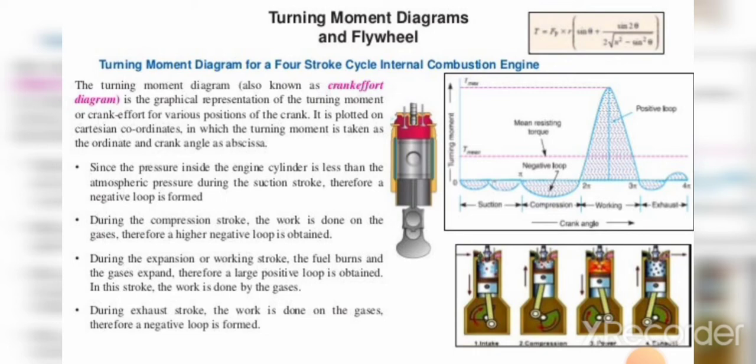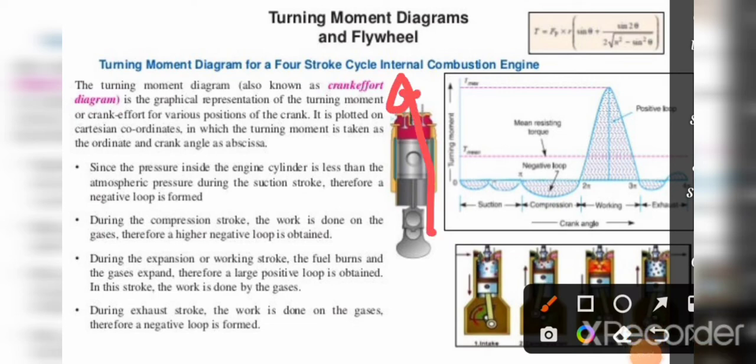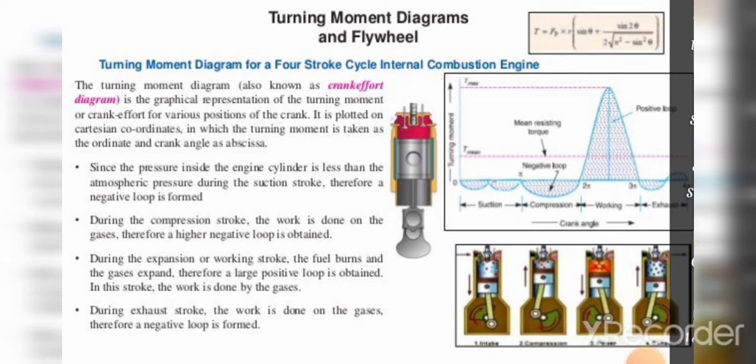The turning moment diagram is a graphical representation of turning moment or torque. As we all know, torque is given along the y-axis versus crank angle, which is represented on the x-axis, and it is for various positions of the crank. As it represents various positions of the crank, it is also called the crank effort diagram. From the figure we can see that on the y-axis turning moment is represented, and on the x-axis crank angle is represented. It is plotted on Cartesian coordinates.